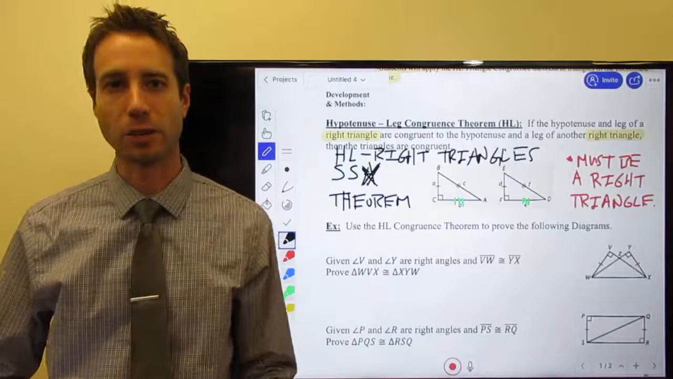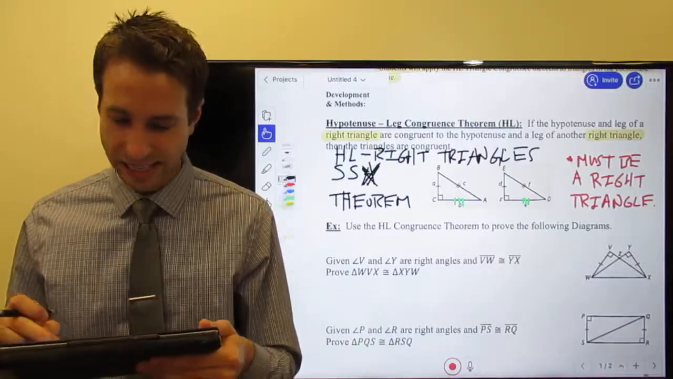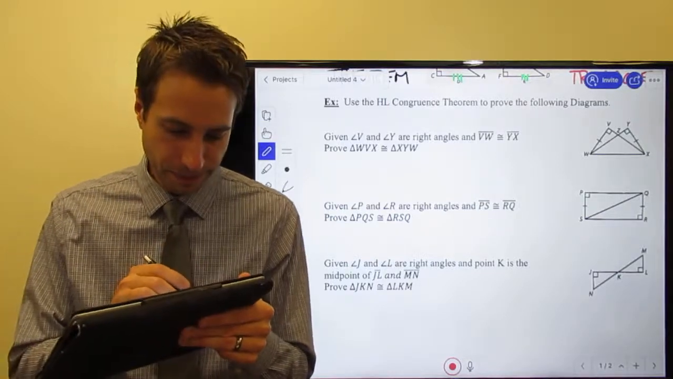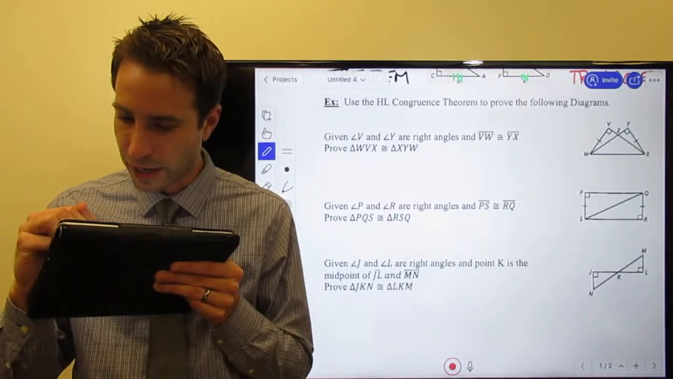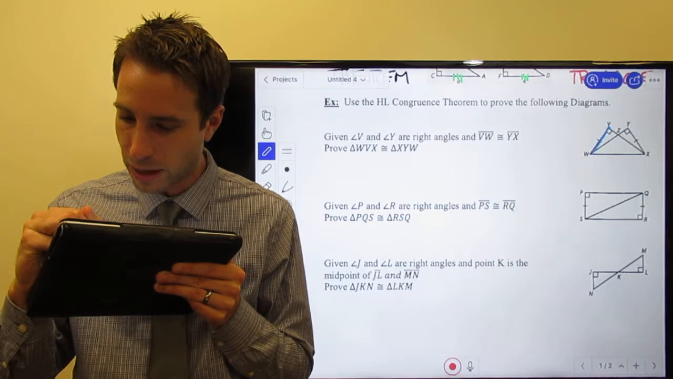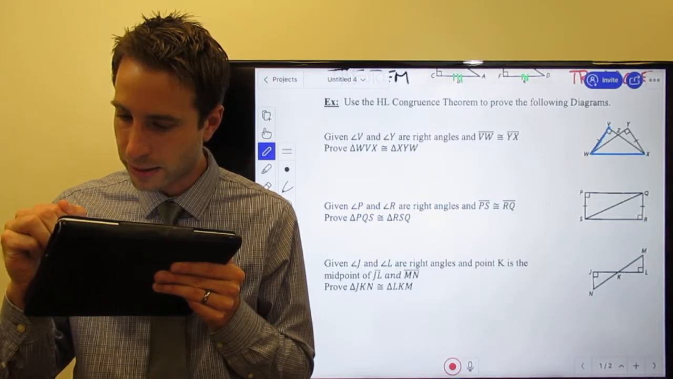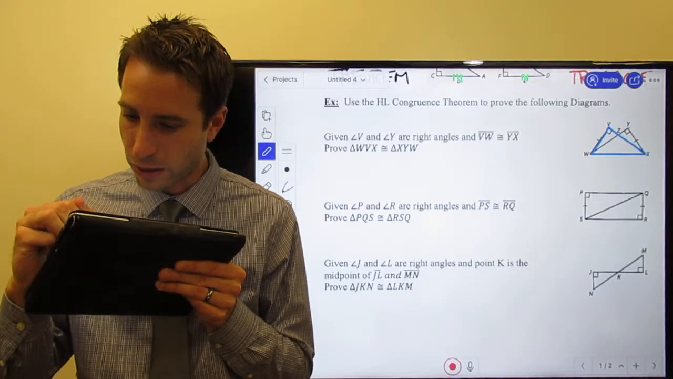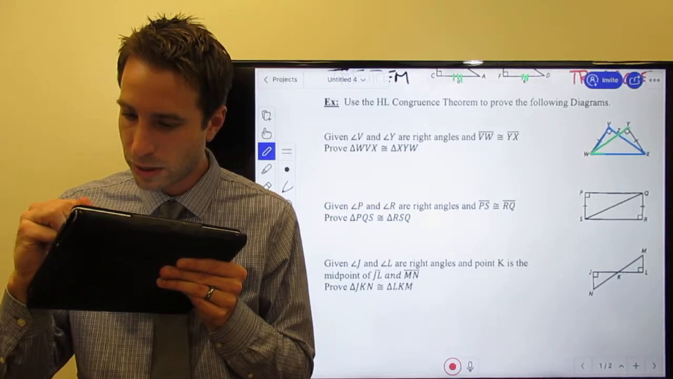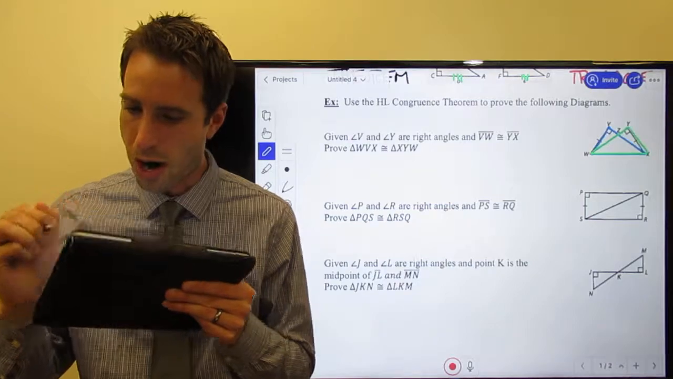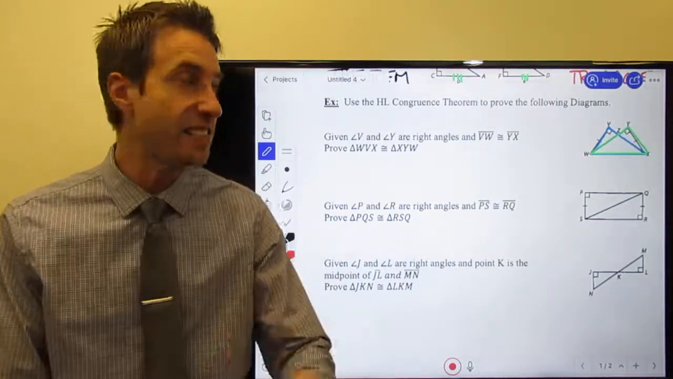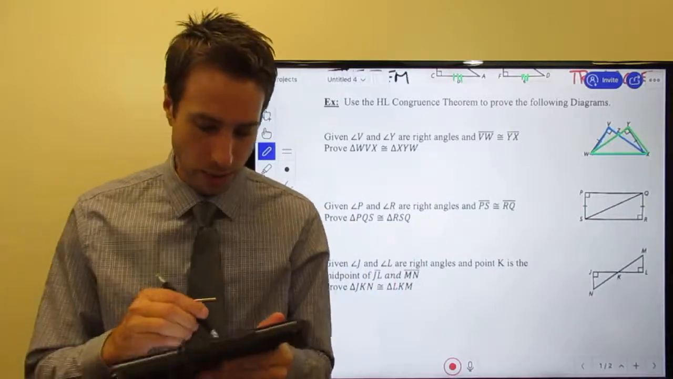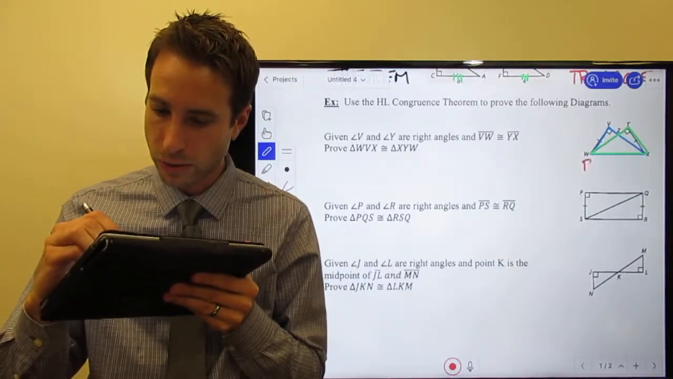So here we go. Let's take a look at a couple of these because I think this theorem's pretty easy to understand. Let me draw these triangles in two different colors. Here I have triangle WXV, and here I have triangle WXY. Now take a look at this. In the diagram, 90-degree angles. I know these are right triangles.